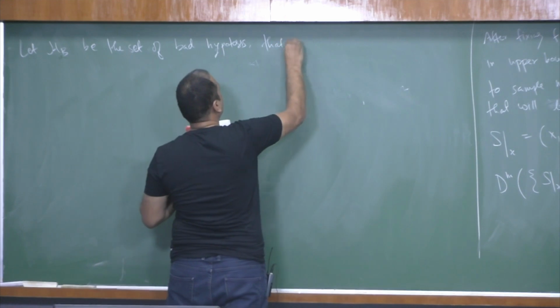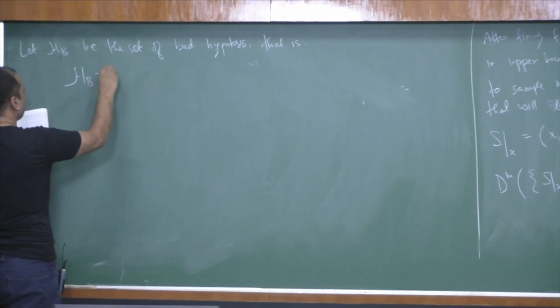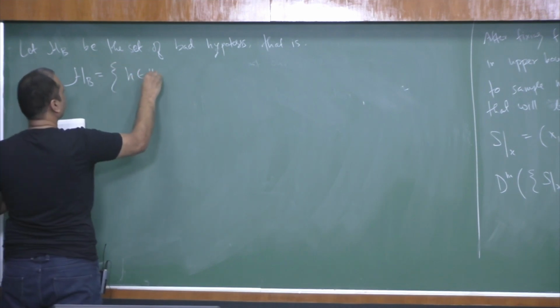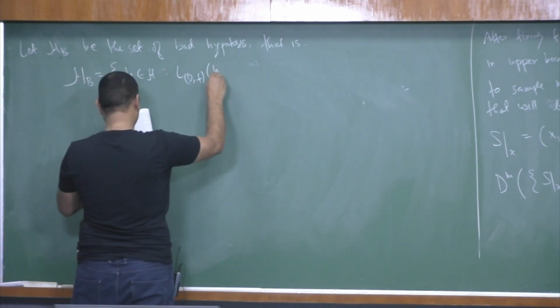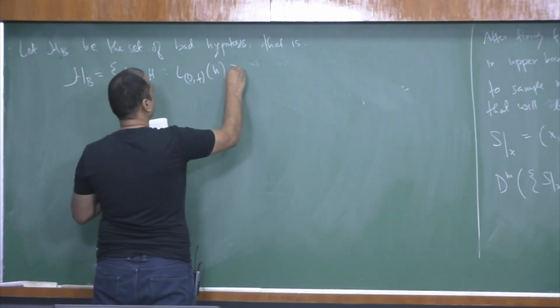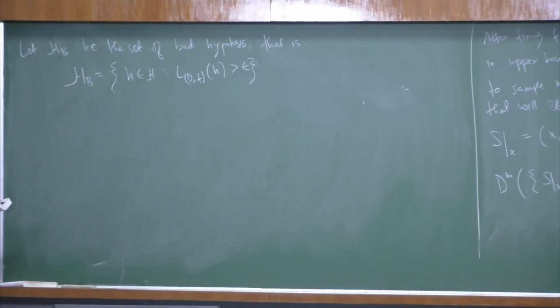H_B is defined to be the set of all h coming from H such that L_D,f(h) is greater than epsilon. So you collect all those hypotheses from your hypothesis class that are going to necessarily make error larger than epsilon. We collect them as a separate set.